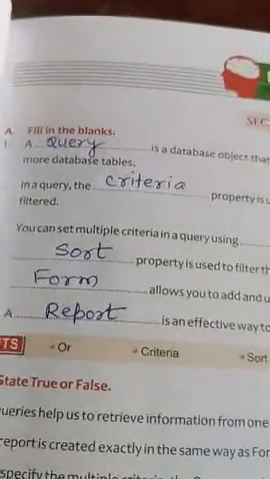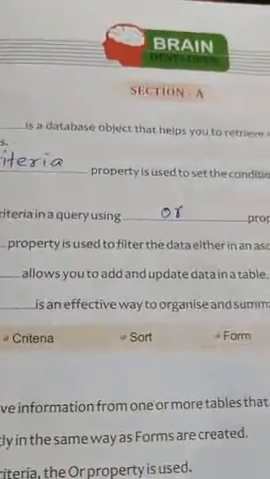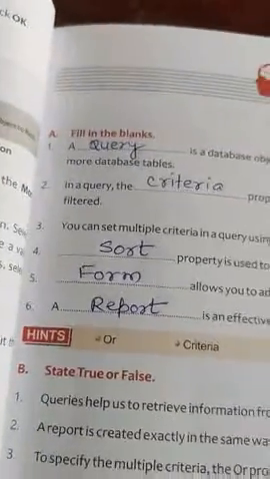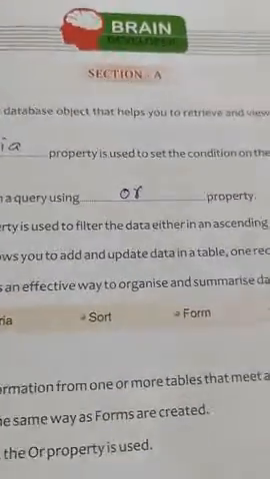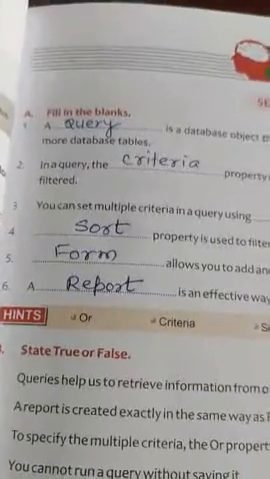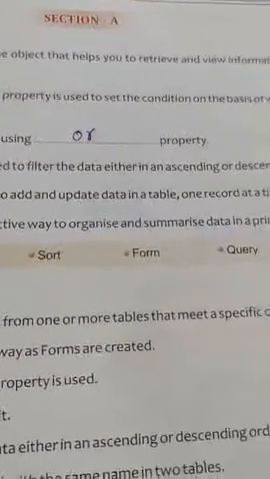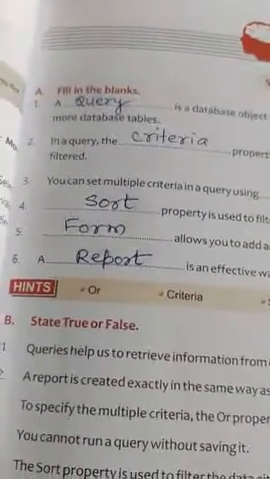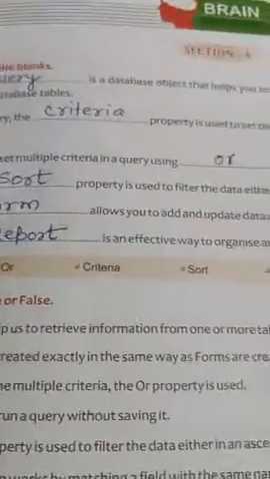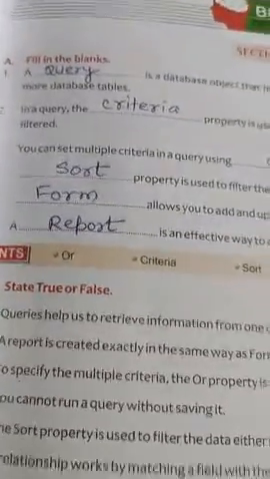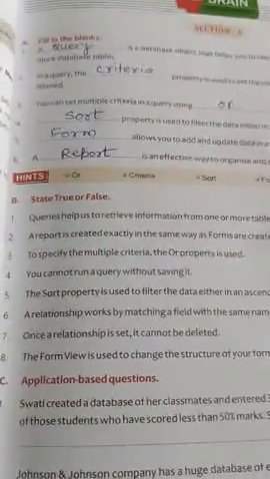Question number 3: You can set multiple criteria in a query by using the dash property or property. Question number 4: Dash property is used to filter the data in either ascending or descending order. That is the sort. Question number 5: The dash allows you to add and update the data in the table one record at a time. Answer is form. Question number 6: A dash is an effective way to organize and summarize data in printed form. Answer is the report.